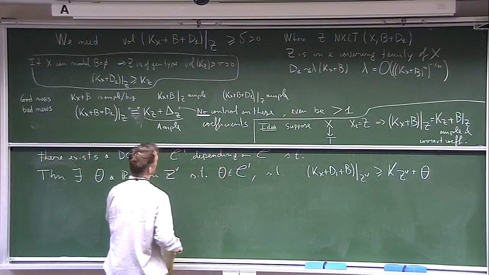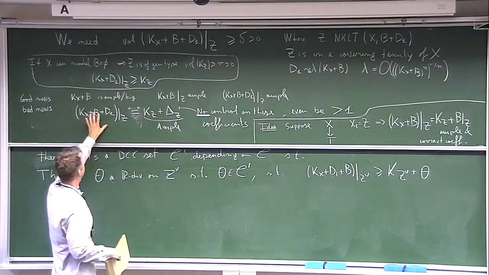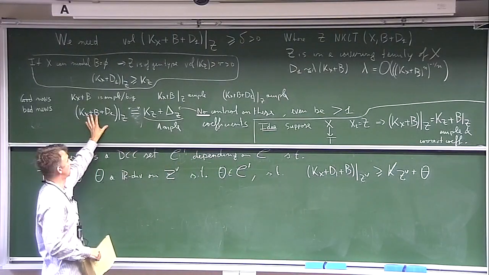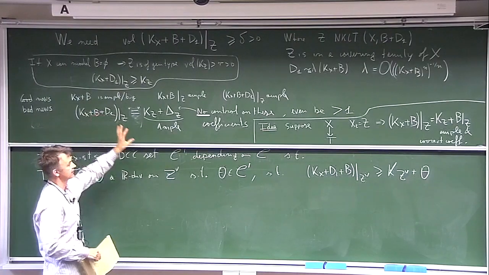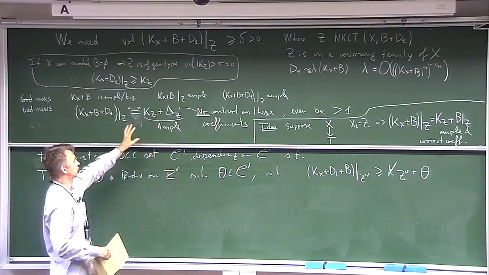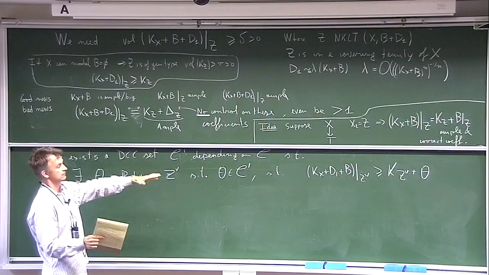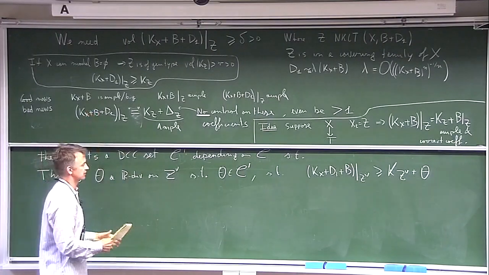So it's something contained in here. That's good, right? Because I need to show that this volume is big. So anything inside that, with interesting volume, will make this volume interesting.